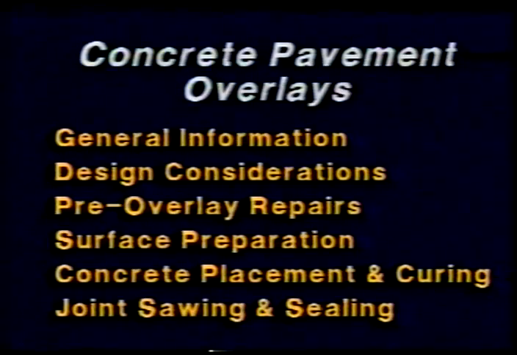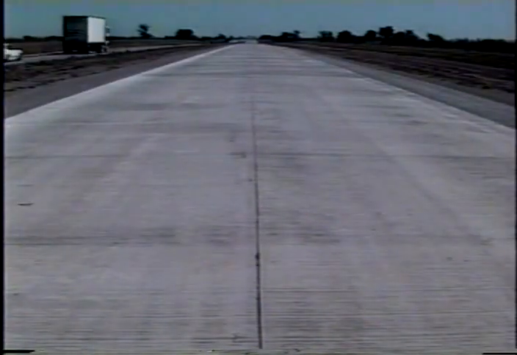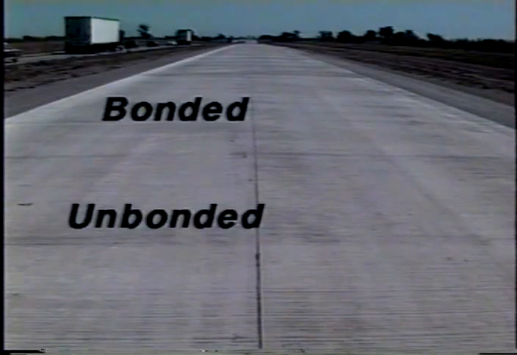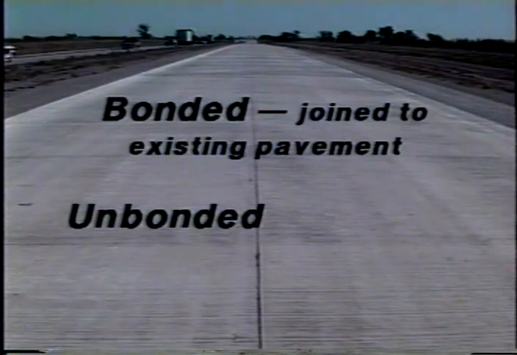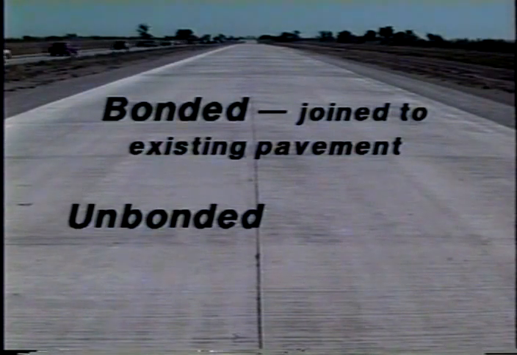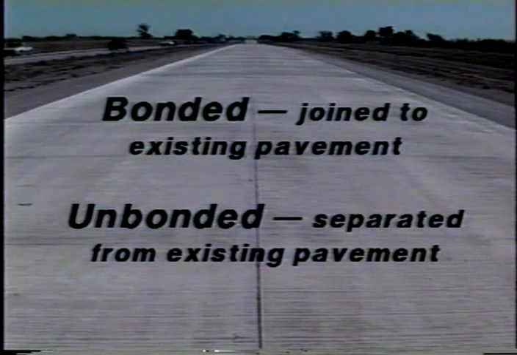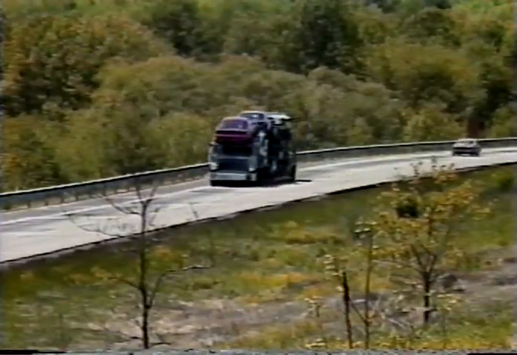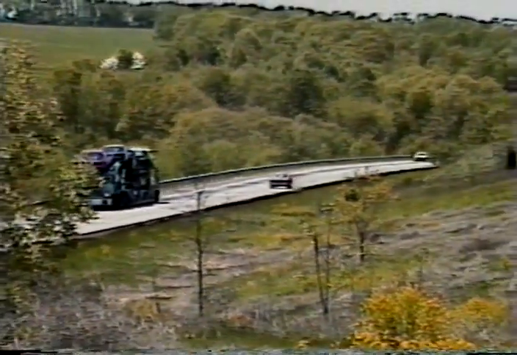So let's get started. General information. There are two types of concrete overlays, bonded and unbonded. Bonded overlays are joined to the existing pavement so that the two function monolithically. Unbonded overlays are separated from the existing pavement by placing a separation layer between them. The condition of the existing pavement determines which type of overlay is appropriate for a given project.